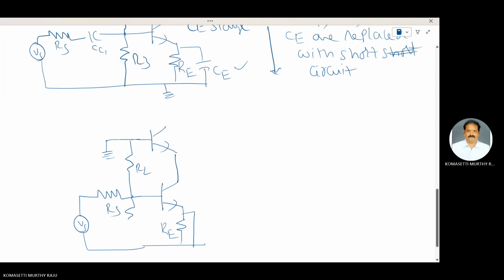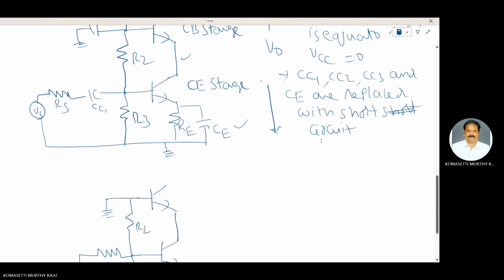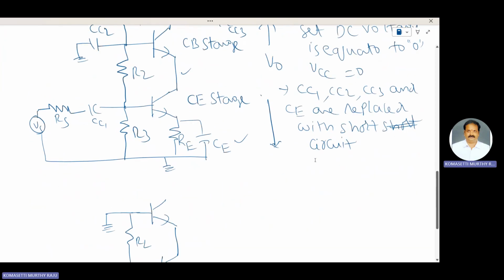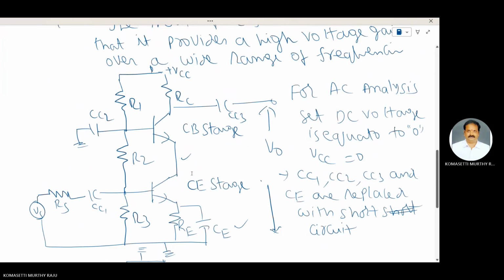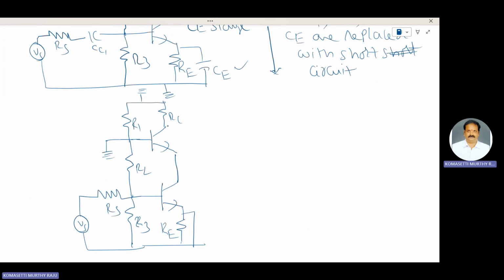R2, R3, and VCC is equal to 0. R1, RC, VCC is equal to 0. CC3 is replaced with short circuit. This one is V0.